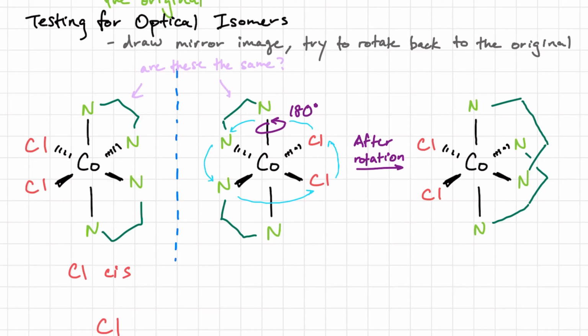We can do the same analysis with this one here. This nitrogen in this corner is permanently linked to this one. So if this nitrogen moves 180 degrees, it's going to go 90, 180. And I arbitrarily chose this direction. You could have gone the other way. It's the same thing.